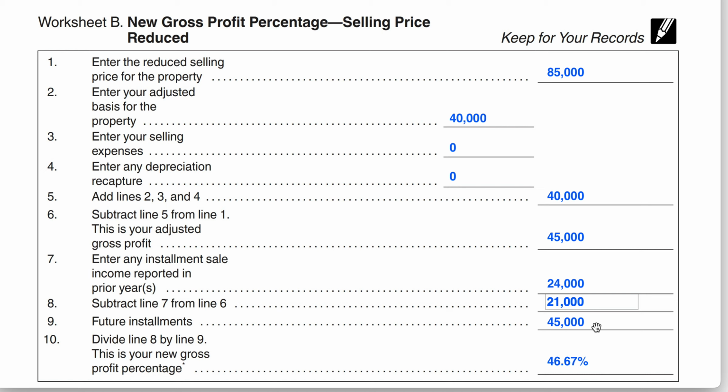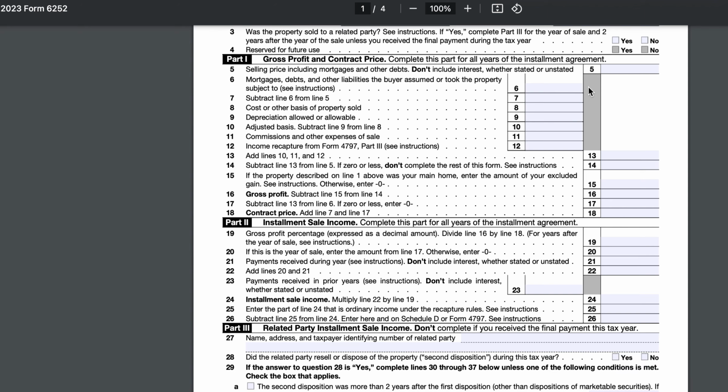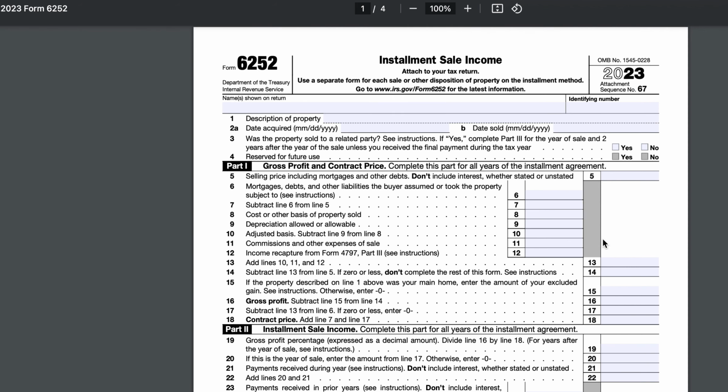So that is how you would determine the gross profit percentage if you ever needed to use that for, say, calculating the gross profit percentage right here in line 19. So if you needed to make an adjustment, that's how you would do that. That item goes into line 19 of IRS Form 6252.